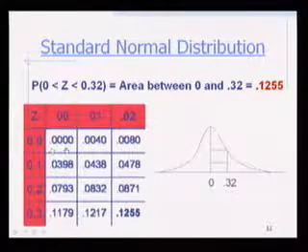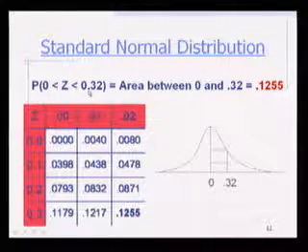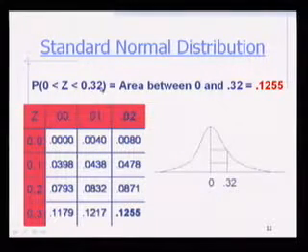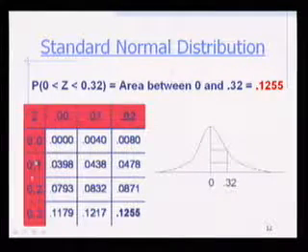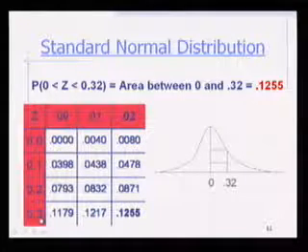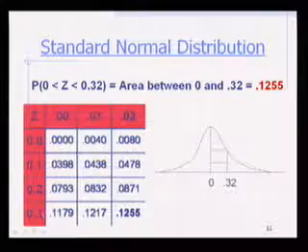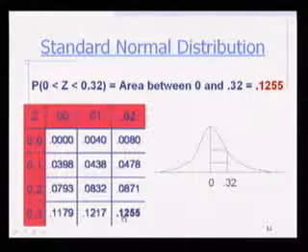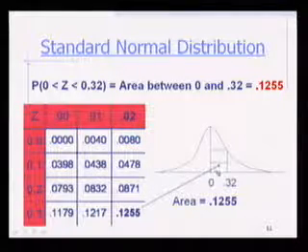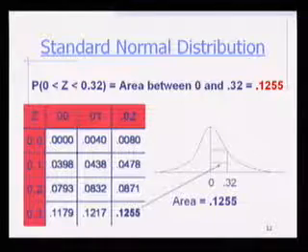Okay, so let's look at another example. If I wish to find the area from 0 to some point that is 0.32, you look up a z table, standard normal table. For this first column, look up 0.3, since the first decimal place is 3. Second decimal place is 2. So this column and this row, 0.1255. That's the area from 0 to 0.32.